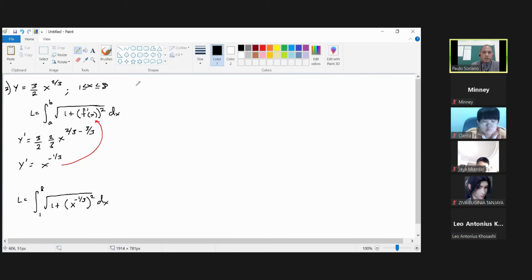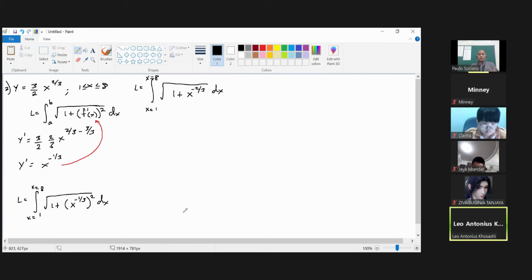So I will get L is equal to the integral. Take note, this is in x. x equal to and x equal to. So that is now x is equal to 1 until x is equal to 8 of square root of 1 plus x raised to negative 2 over 3, and this is now in dx.